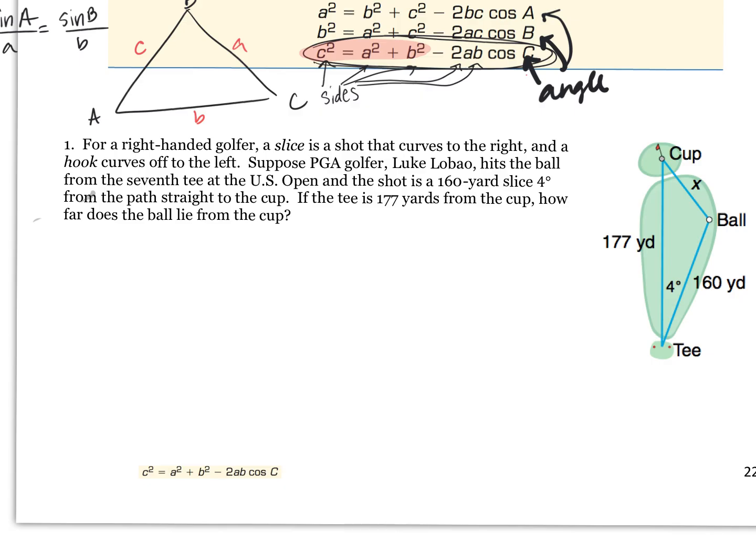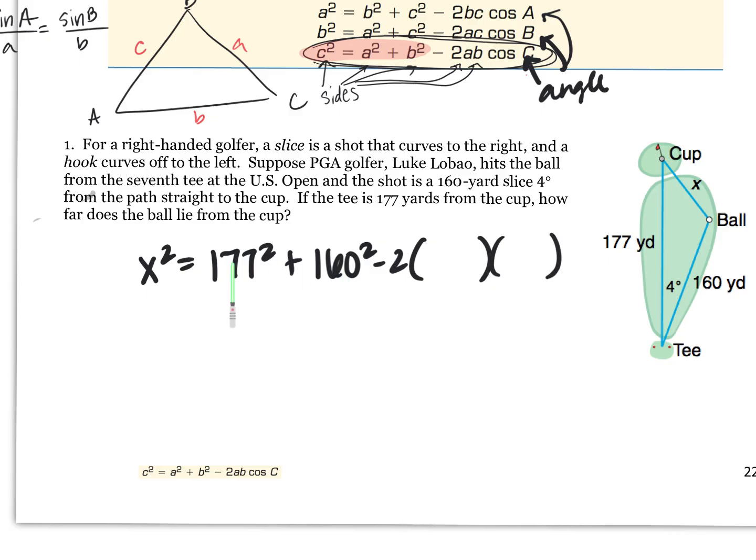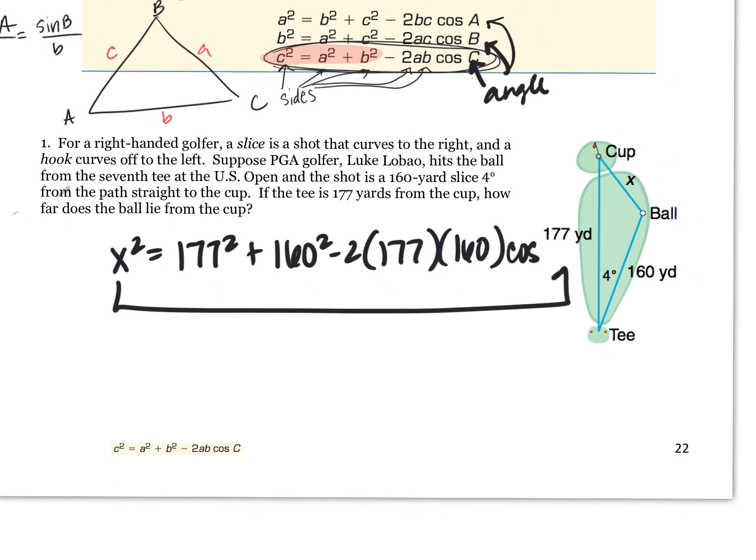So let's go ahead and use this. X is going to be my side C, if you will. So let's go ahead and say X squared. What are my 2 other sides? I don't care what order we put them in. 177 squared and 160 squared. Dig it. Minus 2 times, you guys, whatever numbers you put right here, you're going to use those exact same numbers. 177 and 160. Cosine of what angle goes with that side X? 4. Perfect. You guys, you could type all this in one line in your calculator.